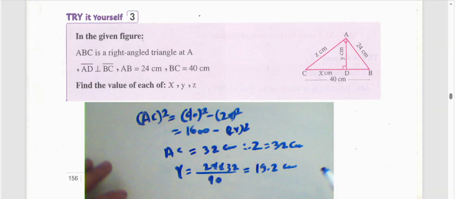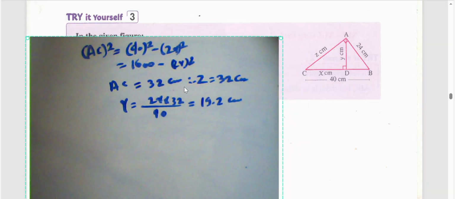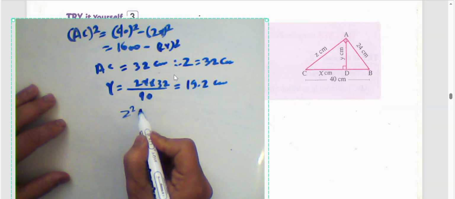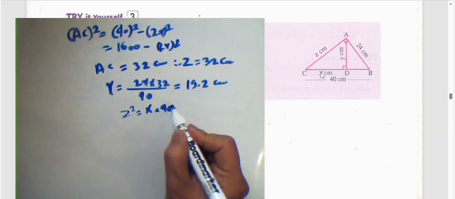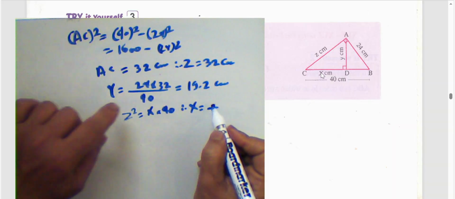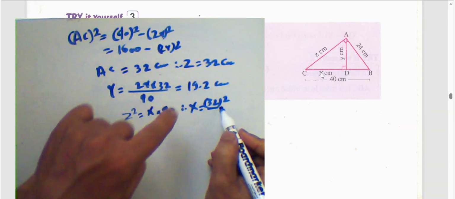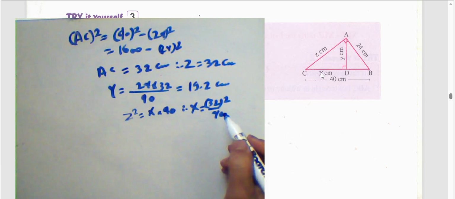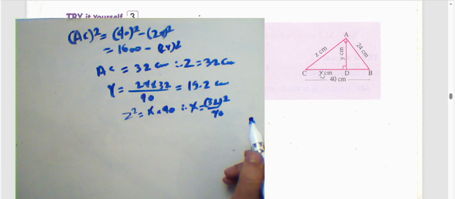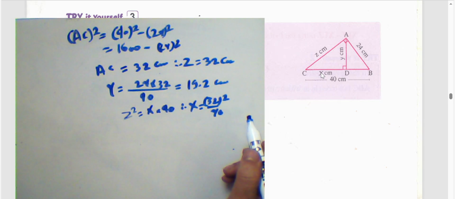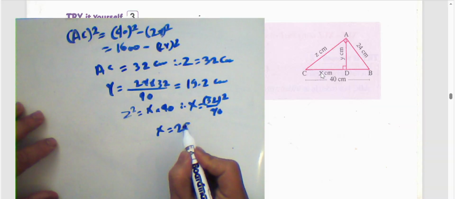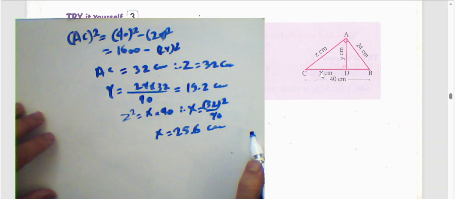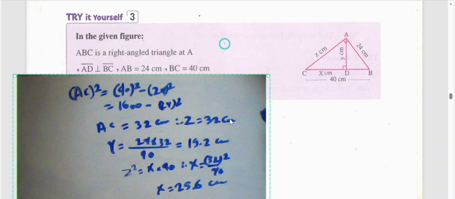And what about x? We can write x from Euclid's theorem. Look here, z power 2 equals x times 40. Then x will be equal to z power 2, 32 power 2, divided by 40. Then we can write 32 times 32, and then divided by 40. The result will be 25.6 centimeters. From Euclid's theorem we can solve this question.